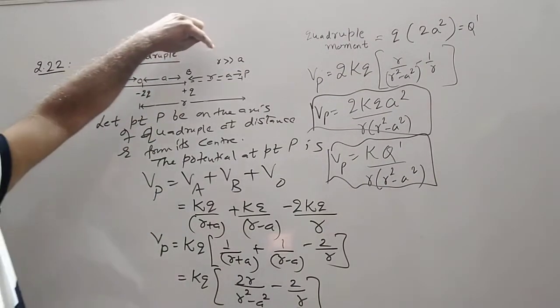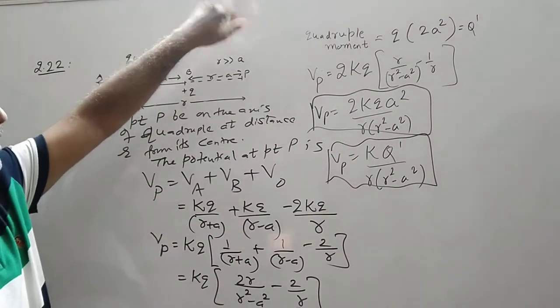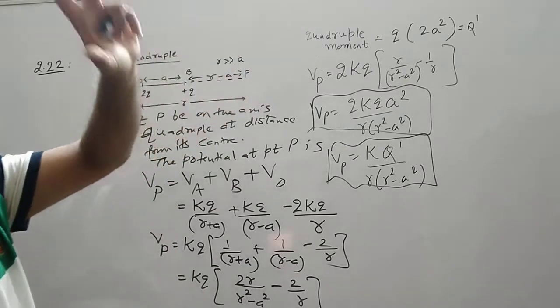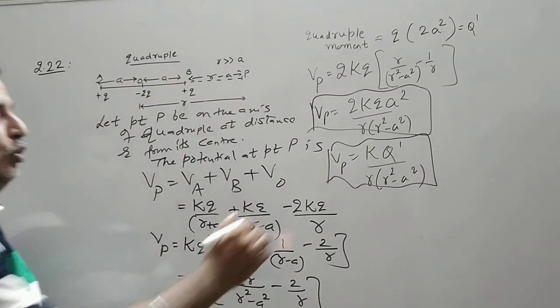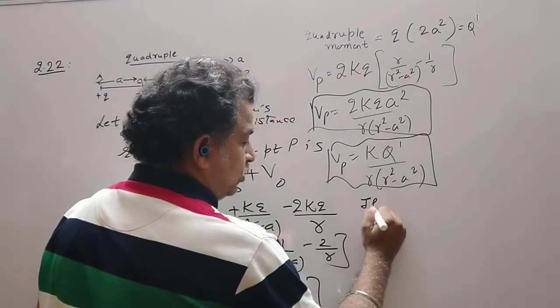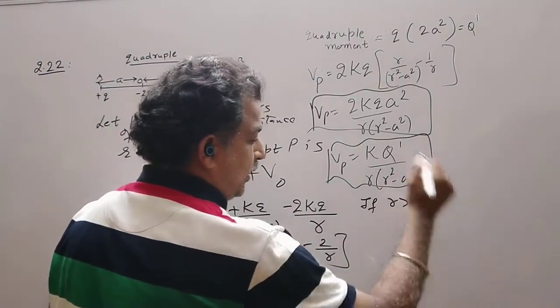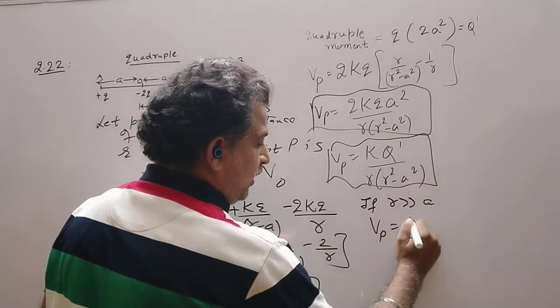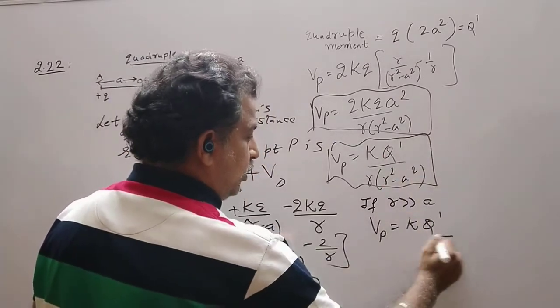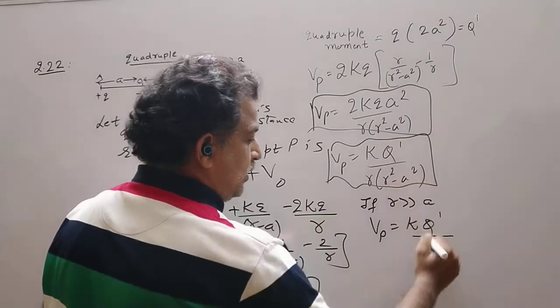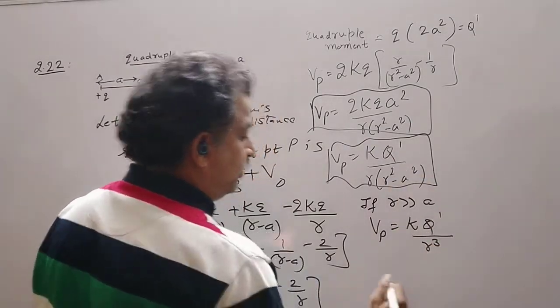Now the situation given is r is greater than a, means point P is at a large distance as compared to the distance between the charges. So we ignore this point a. So if r is greater than a, then potential can be written as K Q dash, remember, this Q dash is a quadrupole moment, upon a square is neglected, so it becomes r cube.